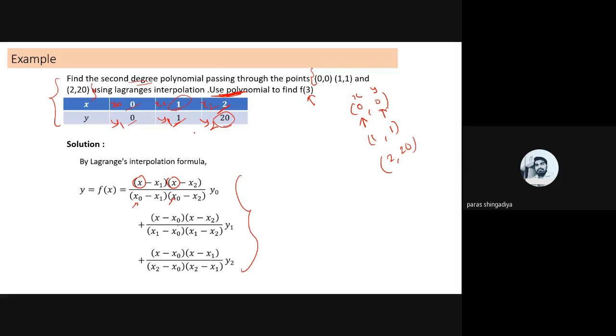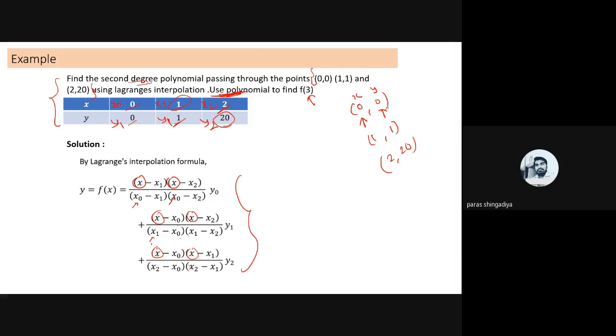Then the second one is x1 y1, so skip x1 in the numerator in the second term. And use x1 in place of x in the denominator, so it is x minus x0, x minus x2 over x1 minus x0, x1 minus x2, into y1. And the last term is for x2, so it will be x minus x0, x minus x1. In the denominator it will be x2 minus x0 and x2 minus x1, into y2.